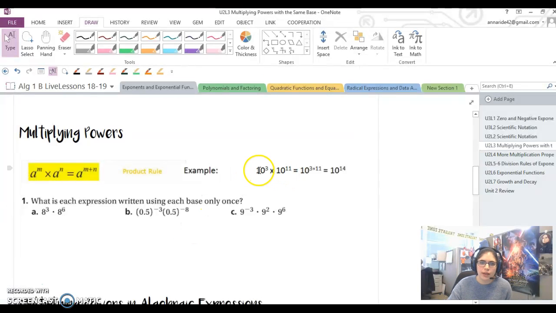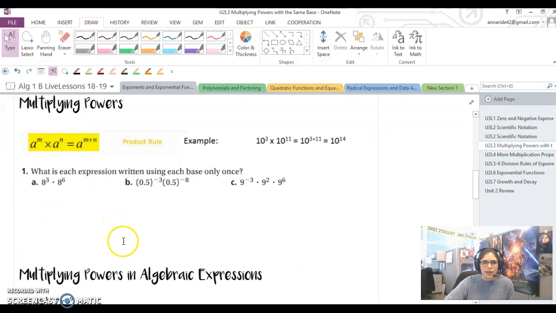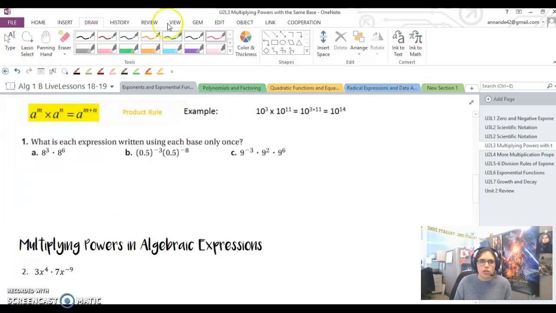So just like we had 3 times itself 4 times and 3 times itself 2 more times, another example is if you have 10 to the third times 10 to the 11th, all together you're multiplying 10 times itself 14 times because you've got the 3 times and then 11 times. So all together it's 10 times itself 14 times. So again, as long as they have the same base, you can multiply them just by adding the exponents. So then all of these should move pretty fast.